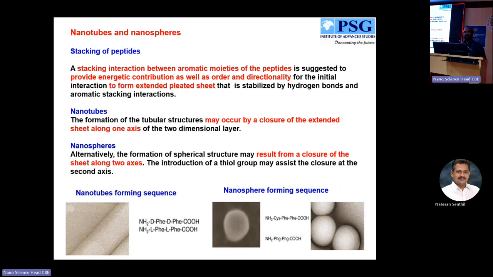Nanotubes and nanospheres. This is a very good one because you have a tubular structure that may be closed. For example, it's again peptides. Use a sequence of peptides to make a tube and then close it at both ends. It becomes a sphere. No problem. So, by stacking of peptides. Stacking of peptides basically controls the shape and size of this one.